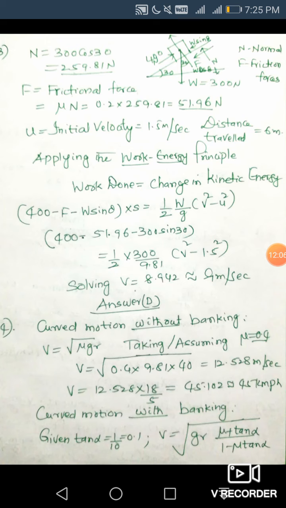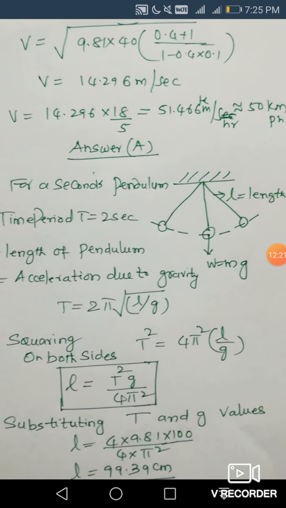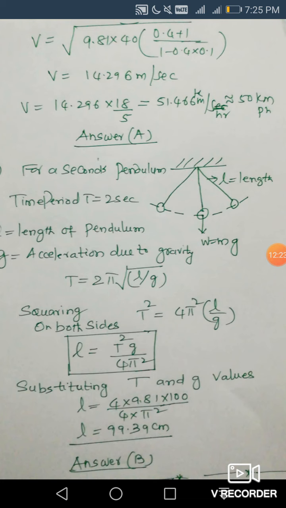Similarly, for curved motion with banking, tan theta is given as 1 by 10. There is a formula for that. In case of banking, V is equal to square root of gr into (mu plus tan alpha) by (1 minus mu tan alpha). Substitute that, tan alpha is equal to 1 by 10. So I will get V is equal to 9.81 into 40 into (0.4 plus 0.1) by (1 minus 0.4 into 0.1). Substituting all those values, I will get 14.298 meters per second.